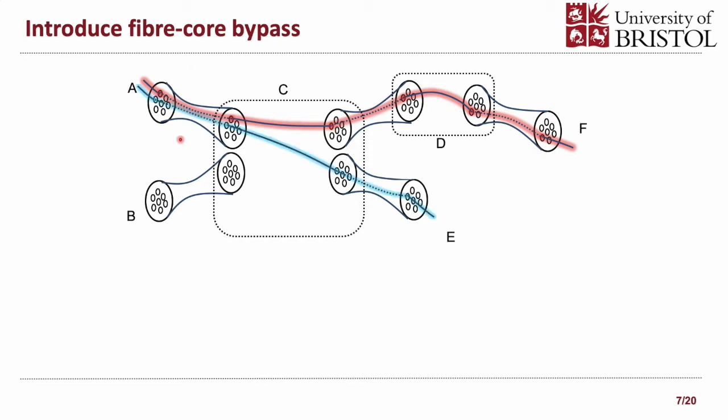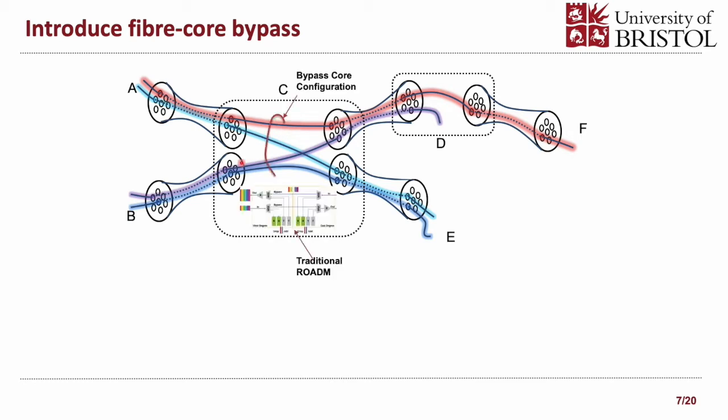Similarly, we can choose another bypass core, from node A to node E, or node B to node D, or others. All these cores in node C, we notice, are used for bypassing. They don't require any spectrum switching. The other cores, if they need spectrum switching, we can use a traditional ROADM to achieve the switch.